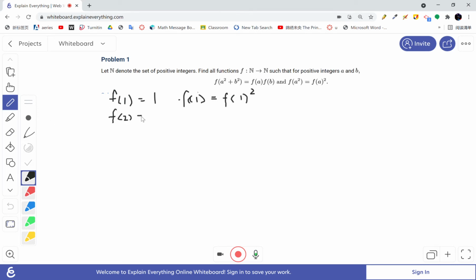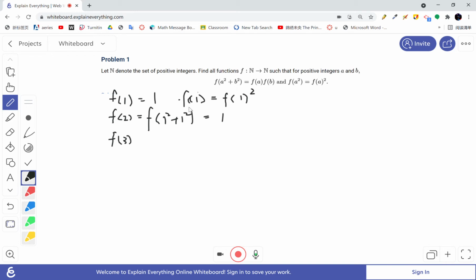f of 2 is kind of clear. It's equal to f of 1 squared plus 1 squared, which by using this first rule becomes f of 1 times f of 1, which is equal to 1. And f of 3 becomes kind of unclear because you cannot directly put numbers inside.